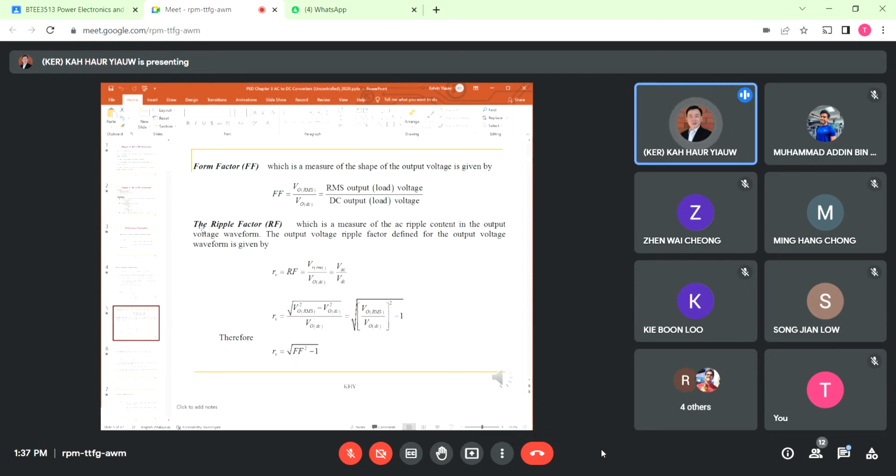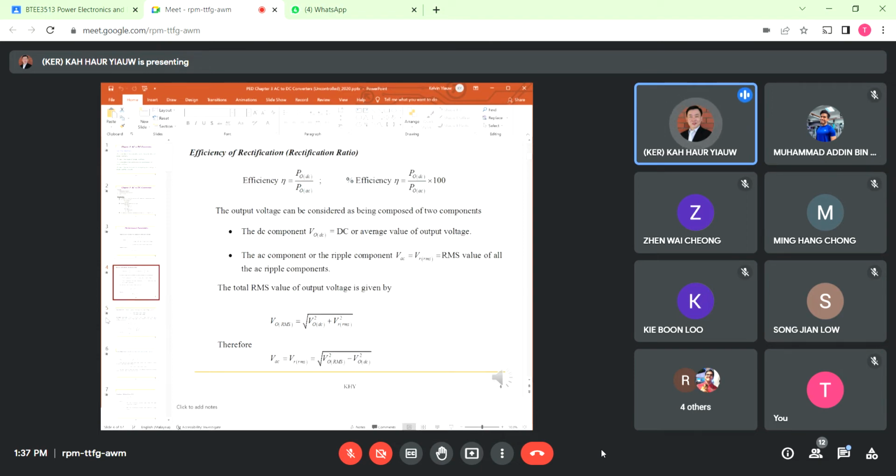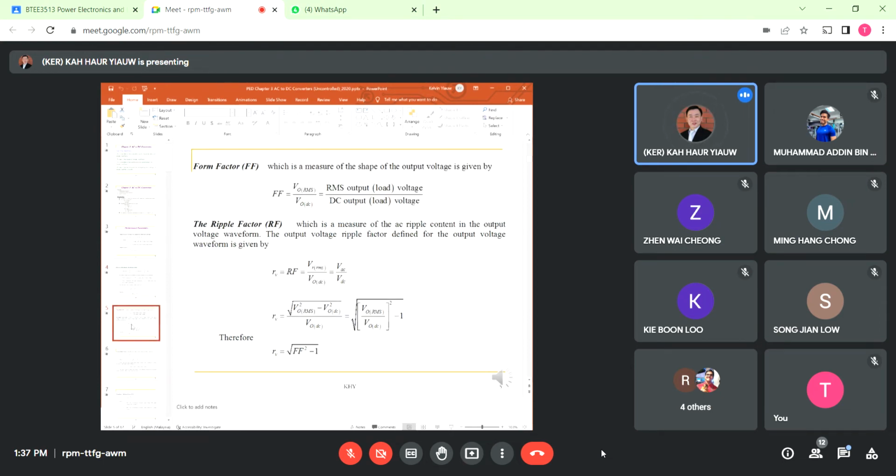The same thing applies to the ripple factor. In this case, I'm using only the voltage as an example, but we also have the current ripple factor. They are in fact equal to the RMS value over the output DC, which is the ripple. After some substitution based on this relationship, you can see that your ripple factor is equal to the square root of form factor squared minus 1. This is how I get this. All right.